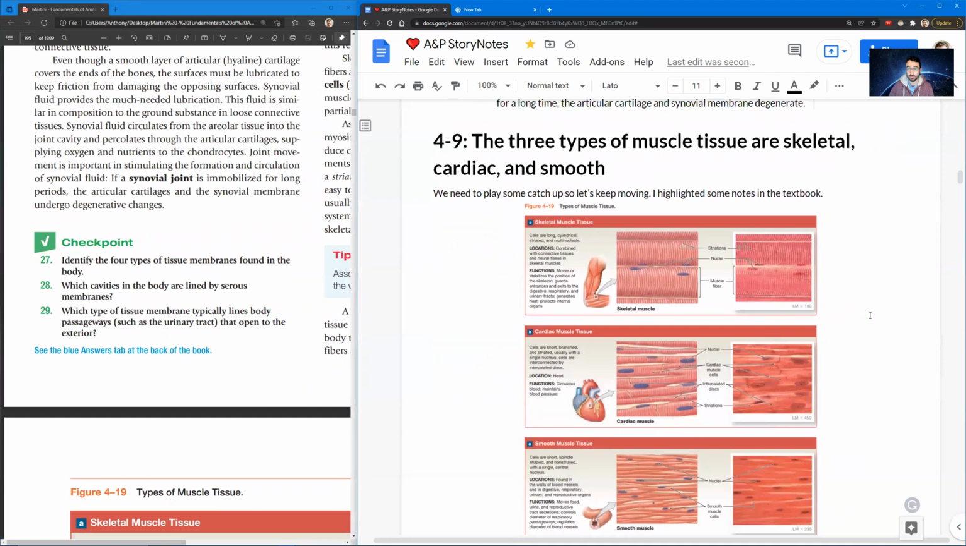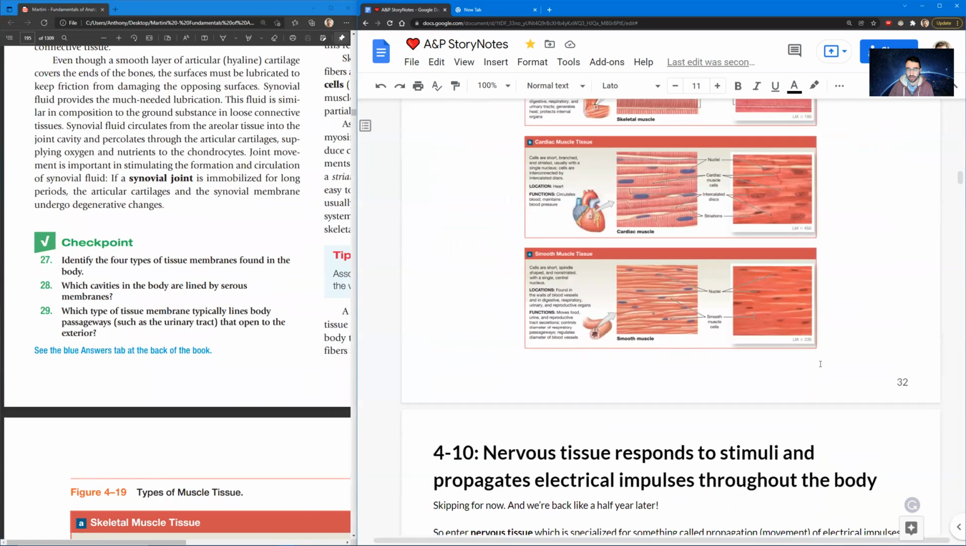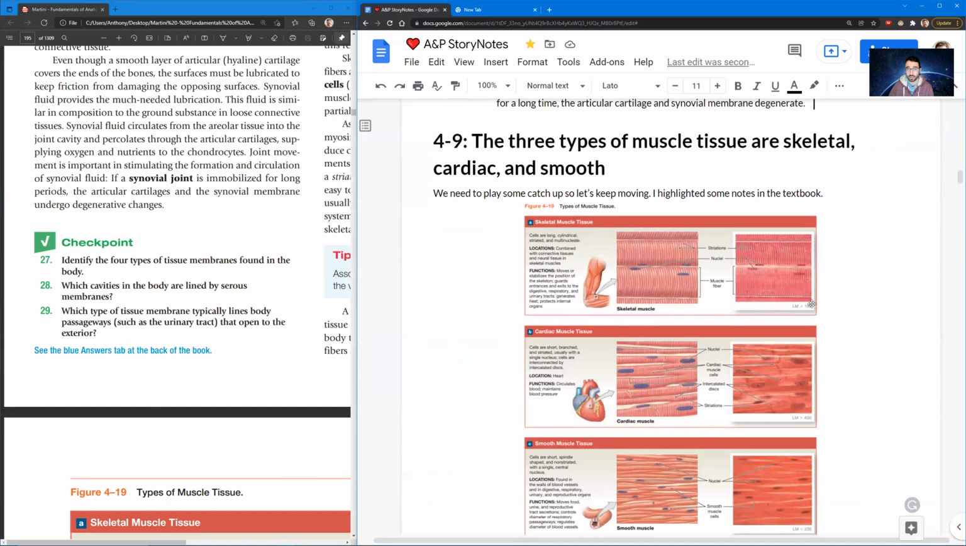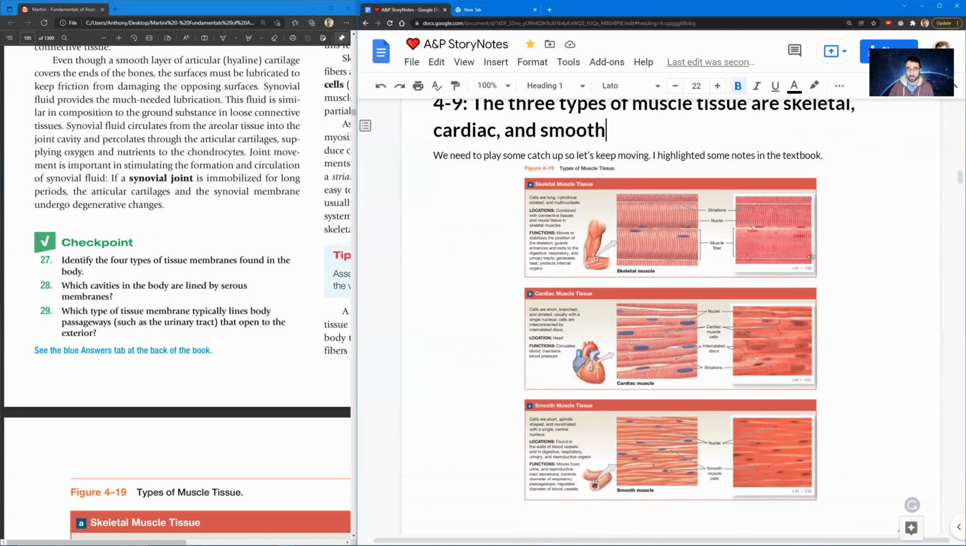All right, so now we're going to get into the third of 4 types of tissue, and that's muscle tissue. We have 3 types here: skeletal, cardiac, and smooth. I'm not really going to go into more detail here because we will in the muscle chapter, but just know that skeletal muscle tissue is long and cylindrical. They have what's called striations, and they have multiple nuclei. That's what's going to move our skeletal system, our limbs, and help us stand and run and lie down and everything like that.